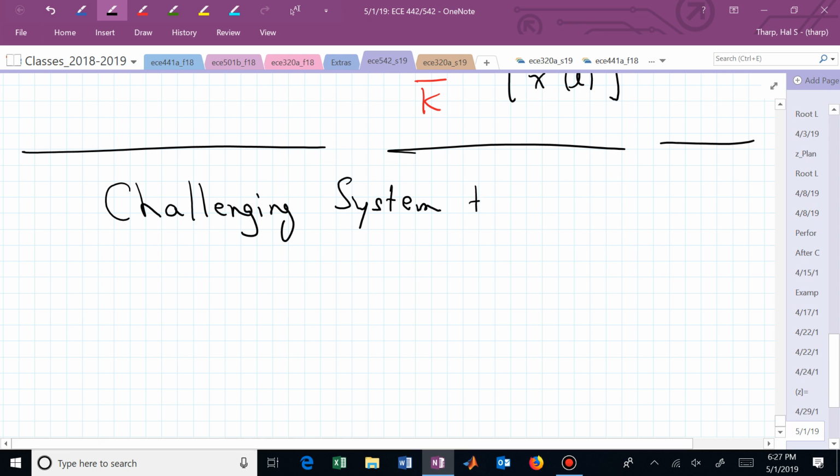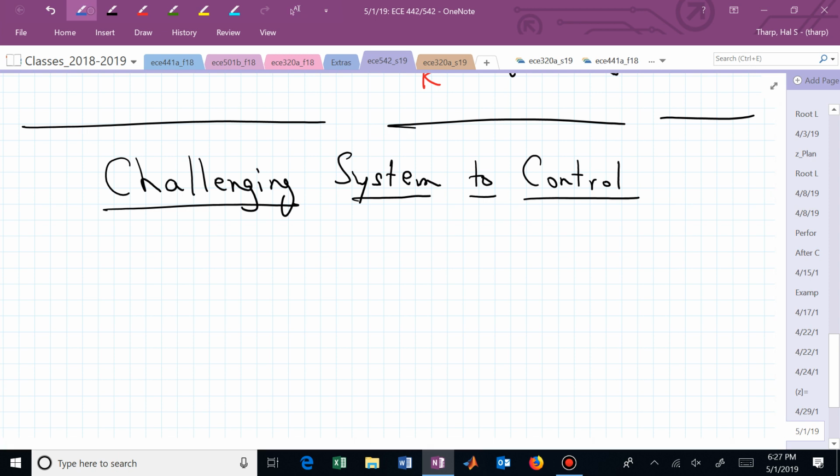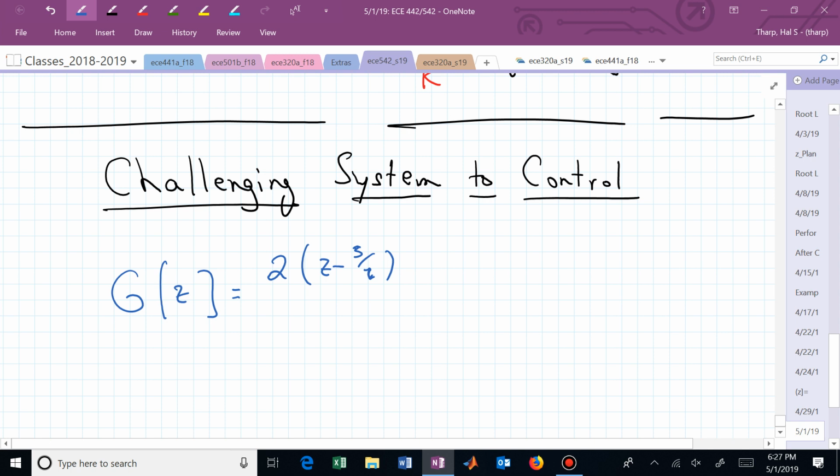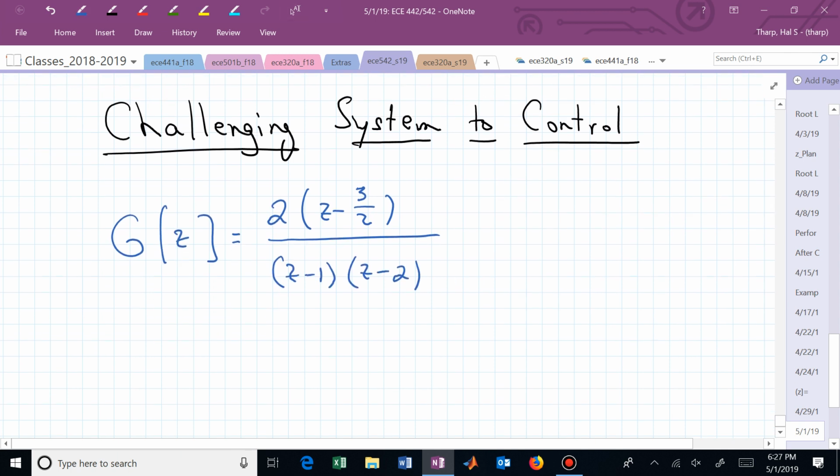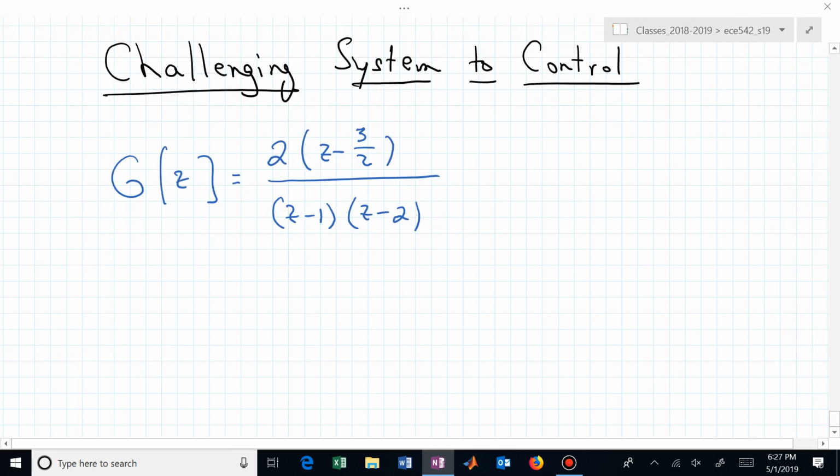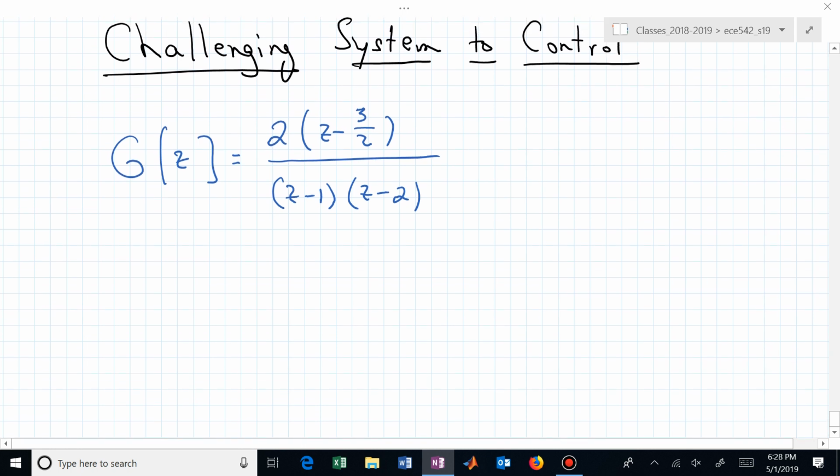So let's look now. Suppose you are given a challenging system to control. And why am I even calling it challenging? Suppose it's now 2 times a factor z minus 3 over 2, and downstairs we have z minus 1 and z minus 2. And I want you to stabilize that system. Do you see that it needs to be stabilized?